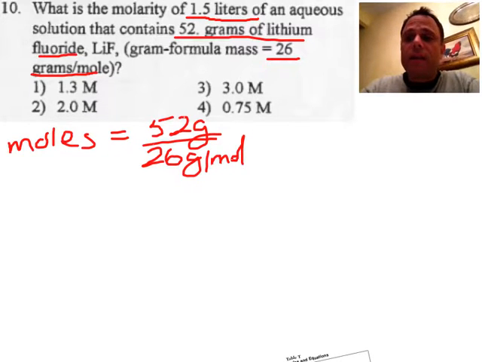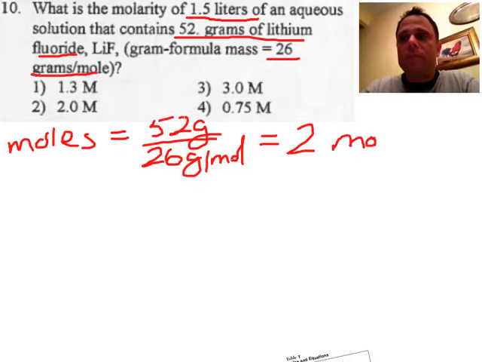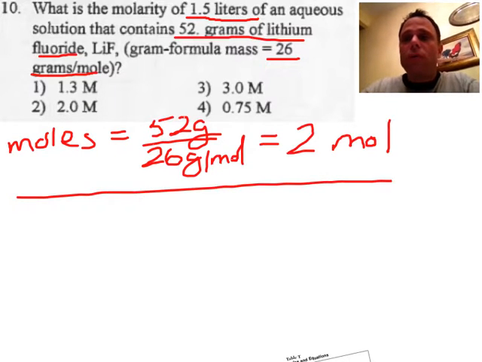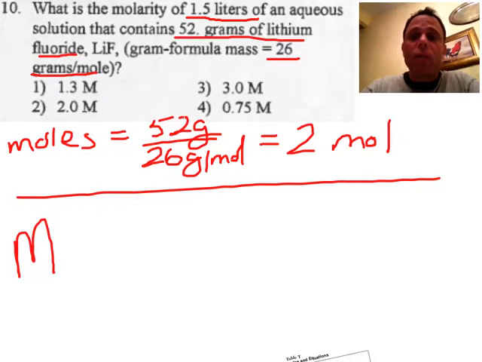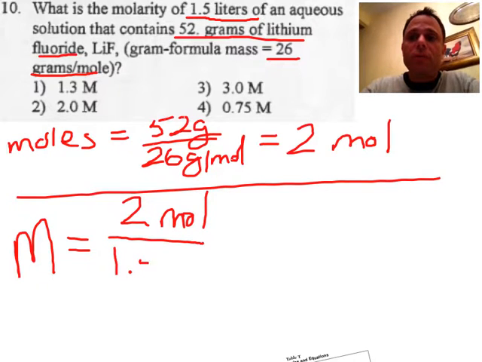Again, this states that every 1 mole is 26 grams. So how many moles do we have? Well, 52 divided by 26 is 2 moles. Now we could use the other formula. We could say the molarity, which is capital M, is equal to 2 moles of the solute divided by 1.5.